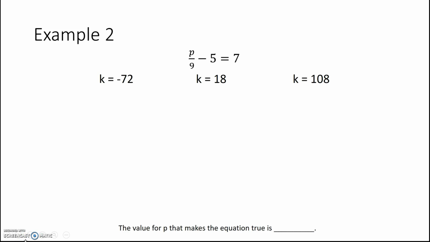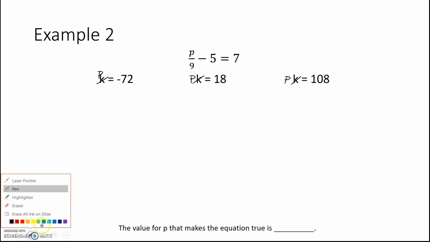Yet again, we have 3 values for k. Oh, sorry, it should be p. Don't want to confuse y'all. I apologize. That should be P, that should be a P, and that should be a P. Sorry. Okay, so anyways, we're going to substitute those values in for P.